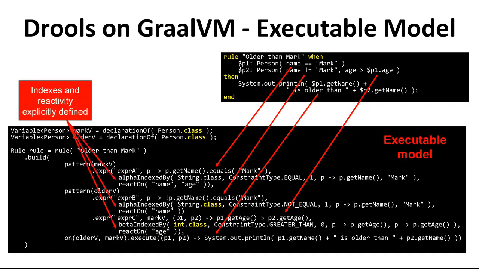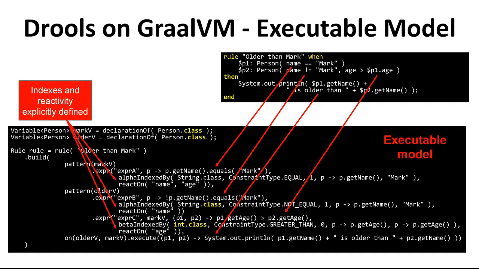Moreover, in the executable model, there is stuff that we had to do to avoid reflection and to make everything explicit. So there is stuff that Drools did for you, like setting some indexing and using a feature that is called property reactivity.